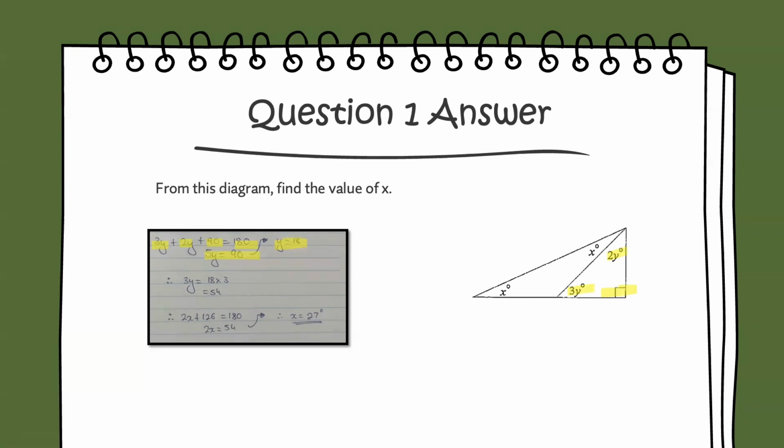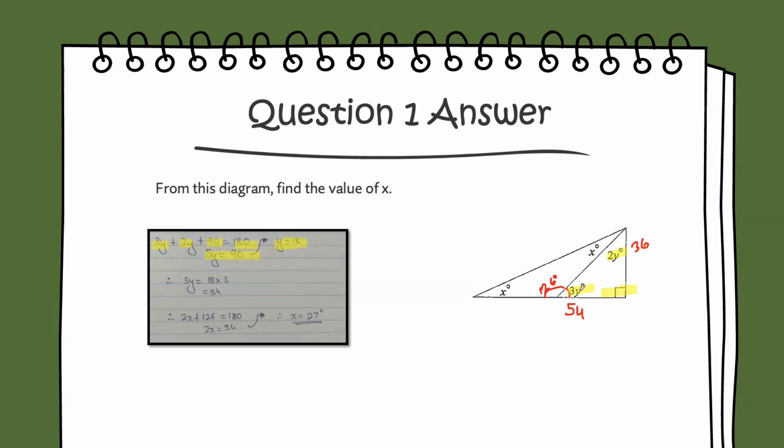Right, which means that this angle over here, let's just write it down. This angle over here is equal to 18 times 3, which is 54 degrees. And this angle here is equal to 2 times 18, which is 36 degrees. Now, if this angle is 54 degrees, that means that this angle is going to be 126 degrees, right? Because this has to add to 180. So that means that this has to be 126.